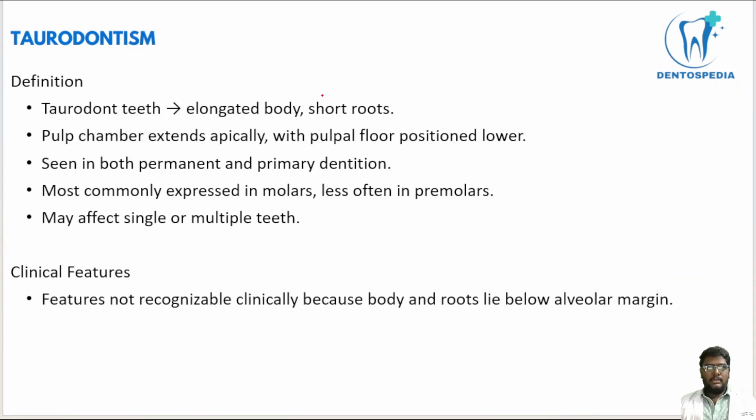And coming to the taurodontism, the tooth has an elongated body and short roots. And the pulp chamber is extending apically with the pulpal floor position lower than the normal. And it is seen in both permanent and primary dentitions. Most commonly, molars are affected. And we can't recognize this tooth with the help of clinical examination, so these are accidental radiographic findings.